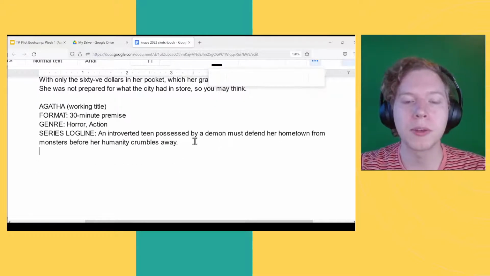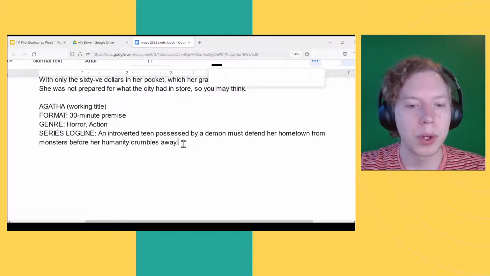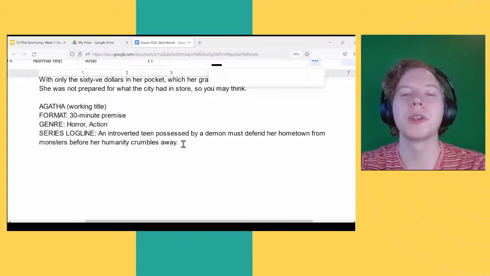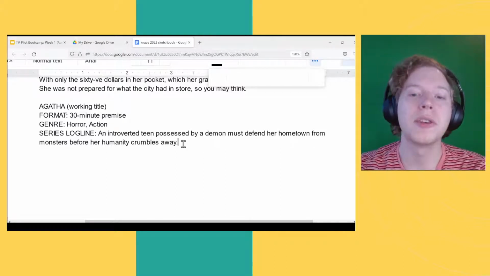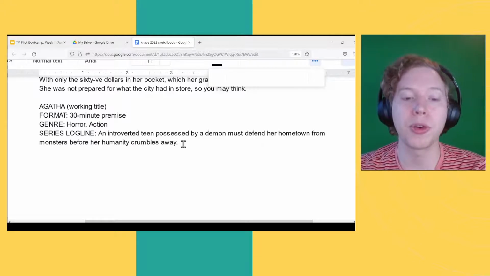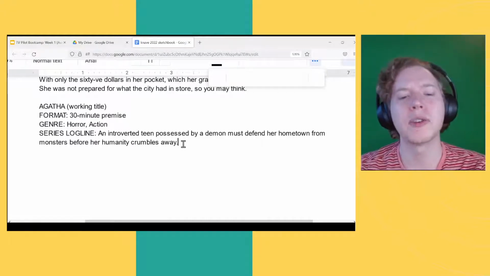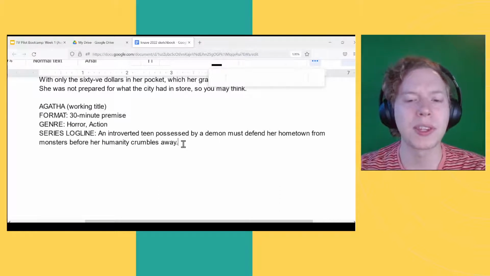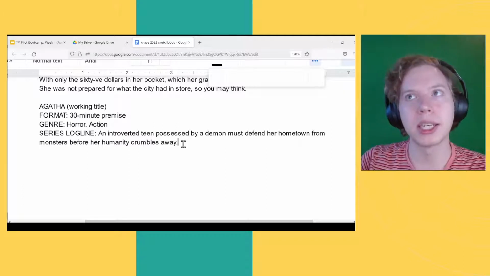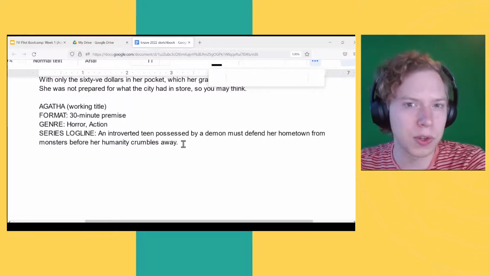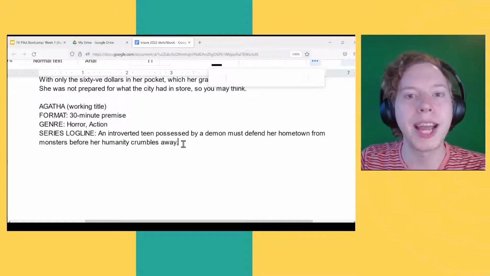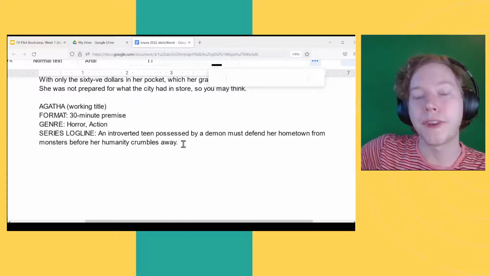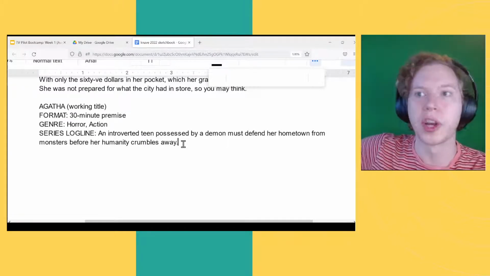I think that we're tripping up a little bit on something in this. It sounds like you're going to give us a ticking clock on this demonic or monster invasion. You're saying she must defend her hometown from monsters before her humanity crumbles away. But I think really her humanity crumbling away is a factor that's going to complicate her defending the town from monsters, right? I think you're probably going to want to say something like, an introverted teen struggles to maintain her humanity as she tries to defend her hometown from monsters who are going to destroy it in 3 weeks. You know what I mean?